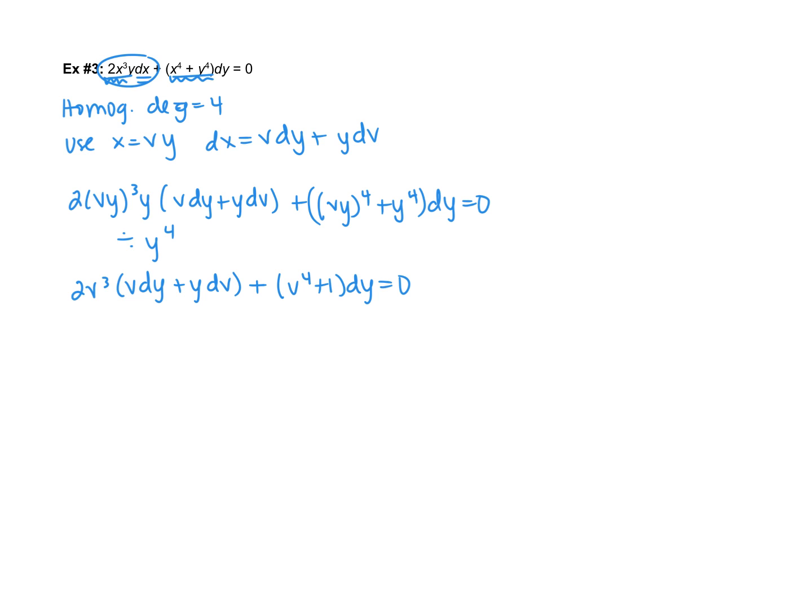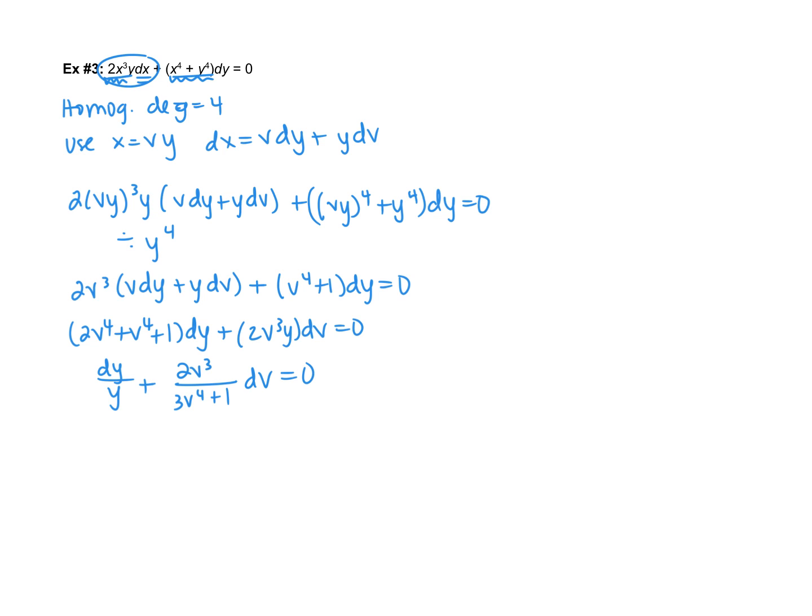So then we're trying to get our dy's together and our dv's together. So we're going to have (2v⁴ + v⁴ + 1), all of that multiplied by dy. And we're going to have 2v³y dv equal to 0. Okay, so then getting our v's together and our y's together, we're going to have dy over y, and then I will have 2v³ over (3v⁴ + 1) dv equals 0. Okay, so this now we can solve by separation.